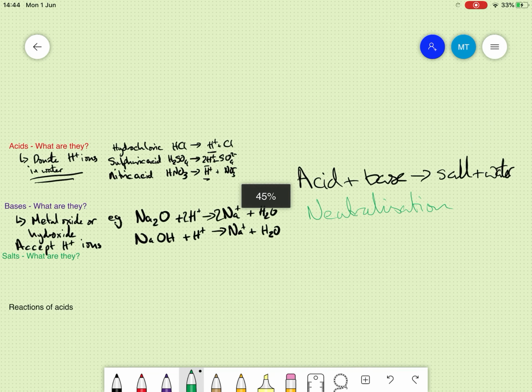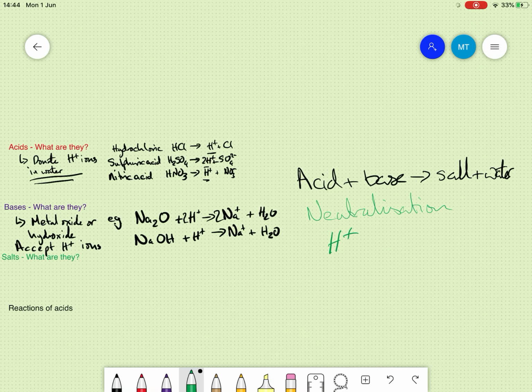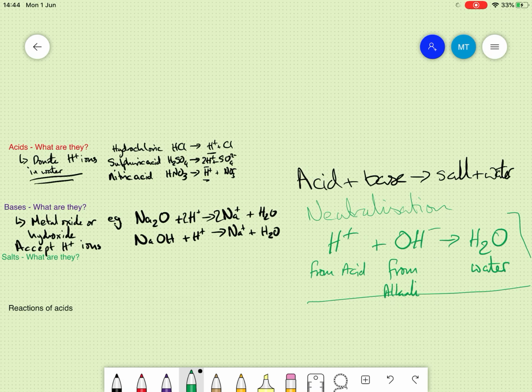And we can summarize that in an equation whereby we have H plus ions from the acid plus OH minus ions from the alkali to give H2O, which is water. That's a really important equation where we just look at the ions involved and then we can say what is the reaction that's occurring here.